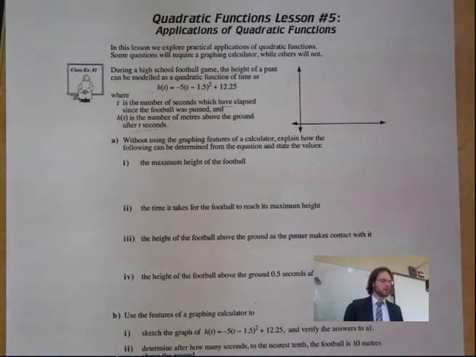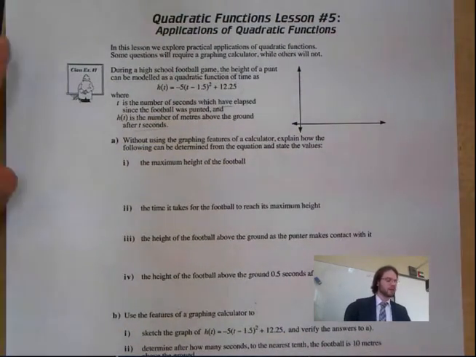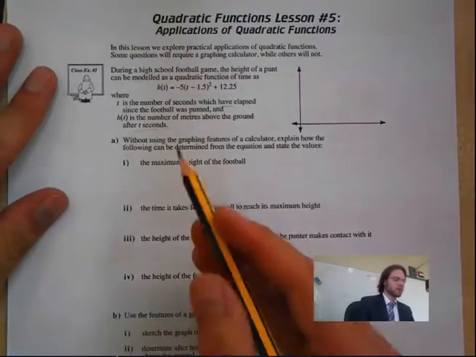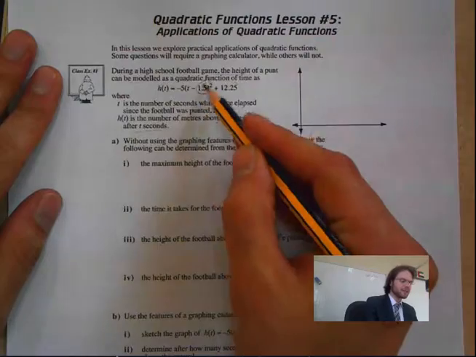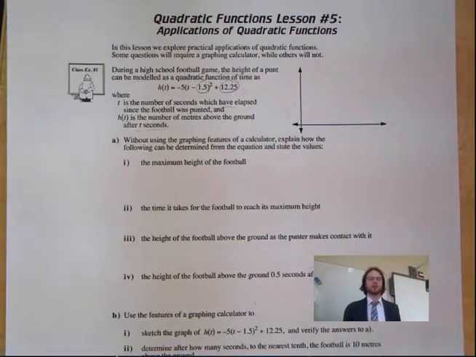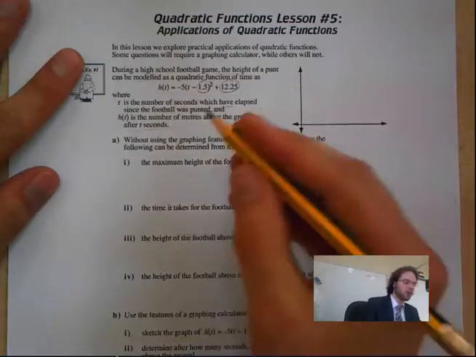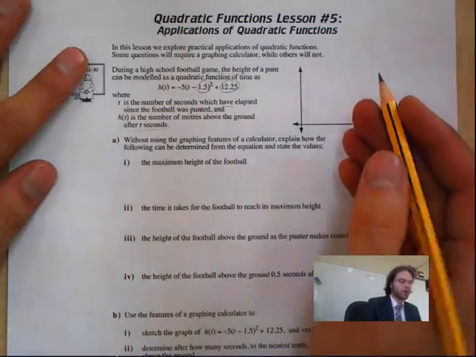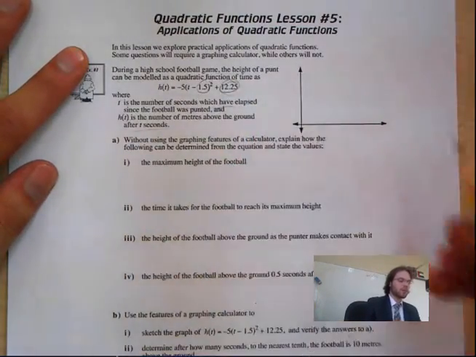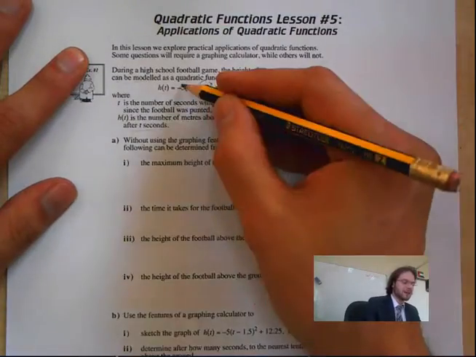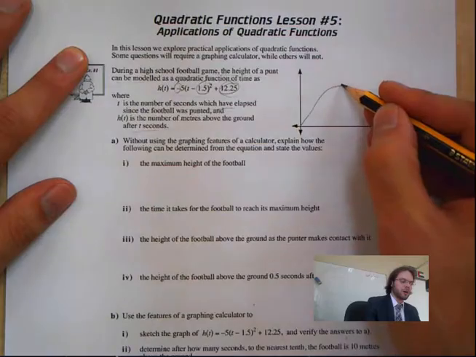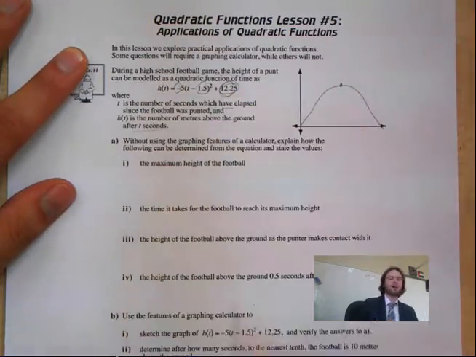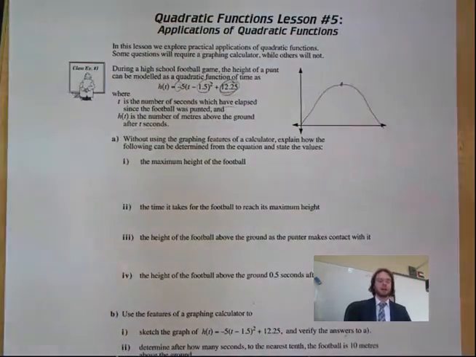So without using the graphing calculator, explain how the following can be determined: the maximum height of the ball. Well, what form is this in? This is in vertex form. That means I could find the maximum height of the ball. The maximum height of the ball is going to be my y value. This is negative, so my graph is going to look something like this. My maximum height is right here, the vertex, and the y value of that vertex, which is k.